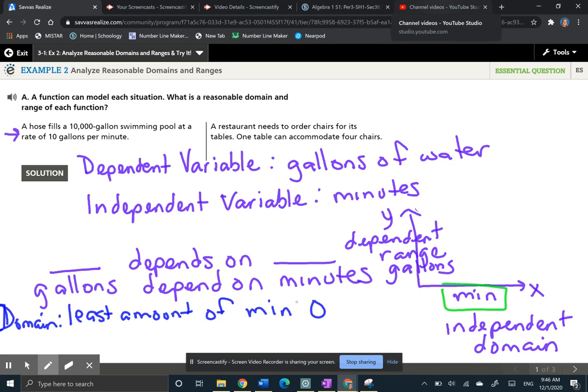What is the most amount of minutes? Well, I guess that can keep going on to infinity. I don't know what it is yet. So it's 0 to the time it takes to fill. Okay, so that is your domain. So my domain is 0 to the time it takes to fill the pool.